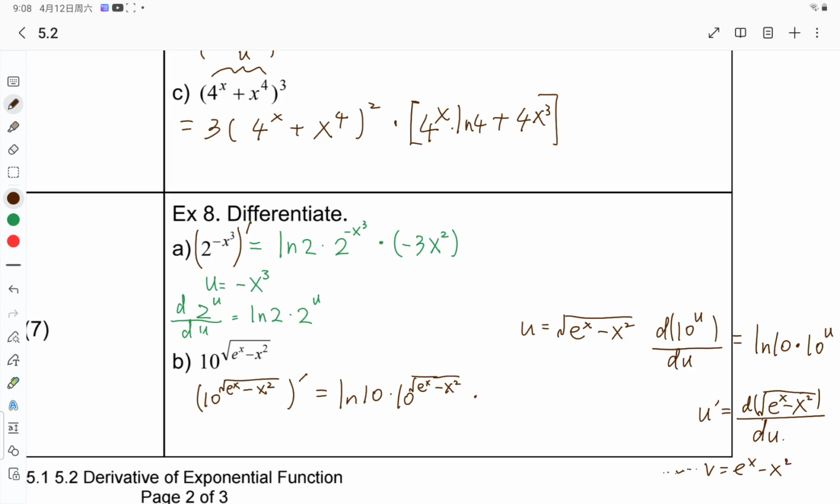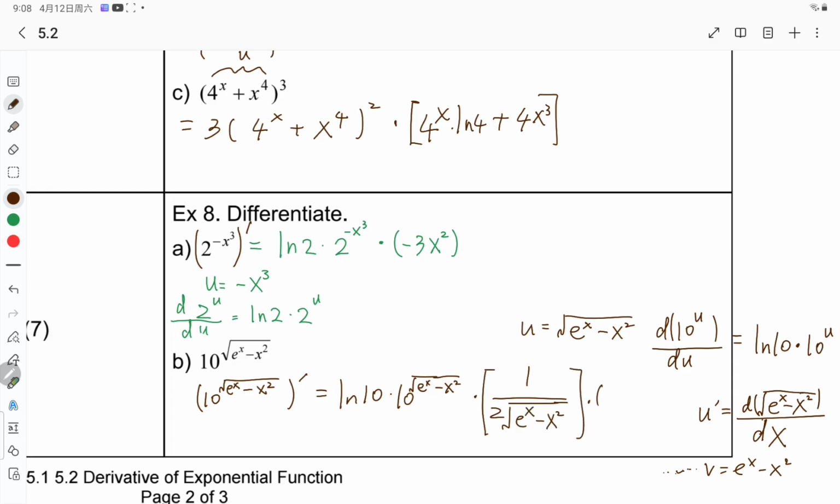And I think we did something similar as this before, right? So if you're not familiar with this part, u prime, or d of this square root, sorry, this should be dx, okay? And then if you're not familiar with this part, you should go back and review, okay? So write it down directly is this.